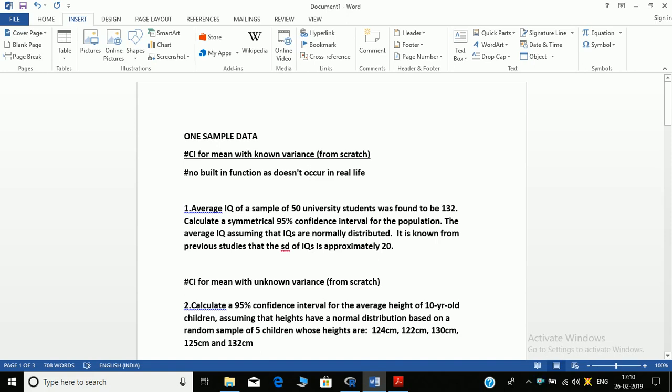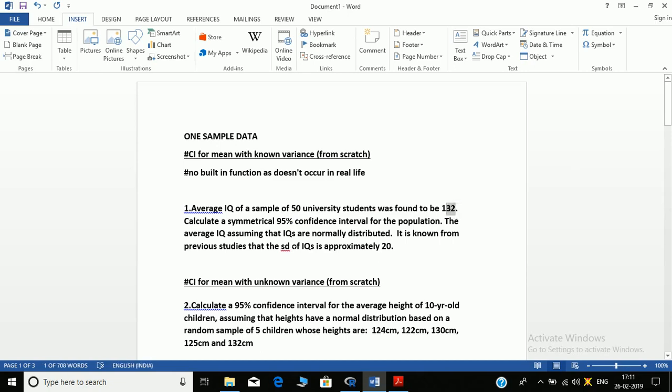Okay, so let's see this question. Average IQ of a sample of 50 university students was found to be 132. Calculate a 95% symmetrical confidence interval for the population average IQ, assuming that the IQs are normally distributed, and it is known from the previous studies that the SD of the IQs is approximately 20. What do we know? We know N is 50. We know the average X bar is 132 and the SD is 20.